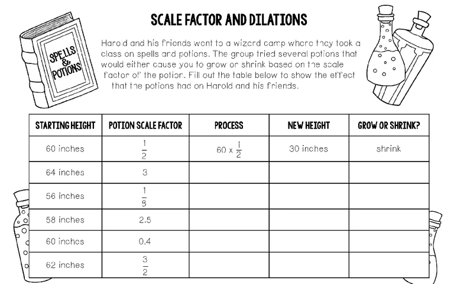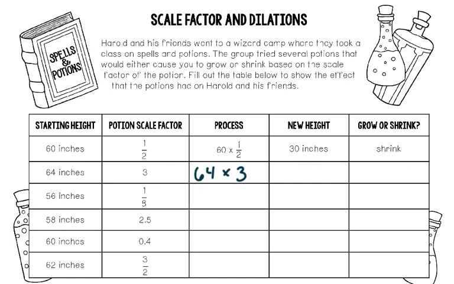We can think of scale factor like a magic potion. So let's say Harold and his friends went to a wizard camp where they took a class on spells and potions. The group tried several potions that would either cause you to grow or shrink based on the scale factor. For example, if you started out at 60 inches and you took a potion that had a scale factor of 1/2, you would do 60 times 1/2 to get your new height of 30 inches. In that case, you would have shrunk.